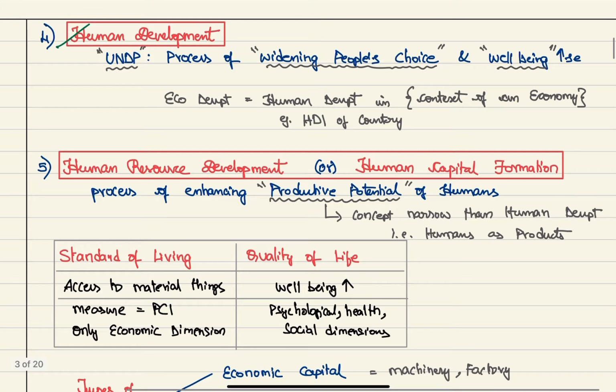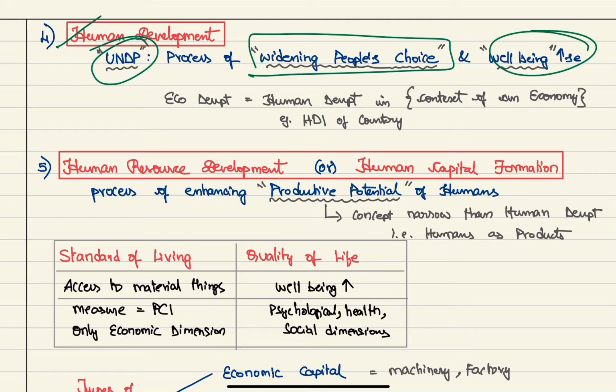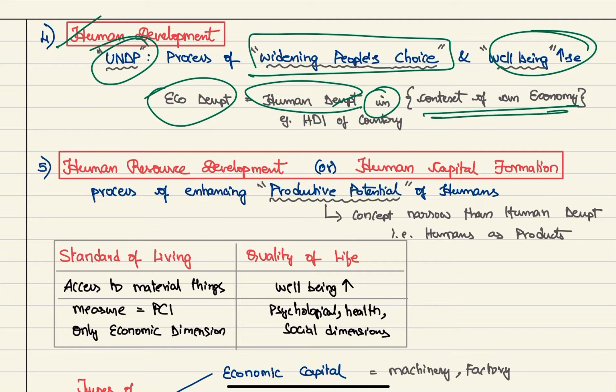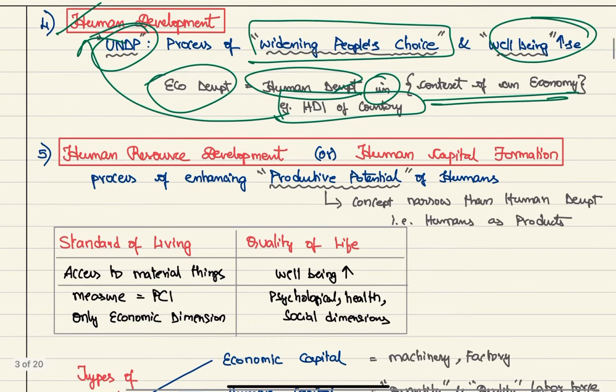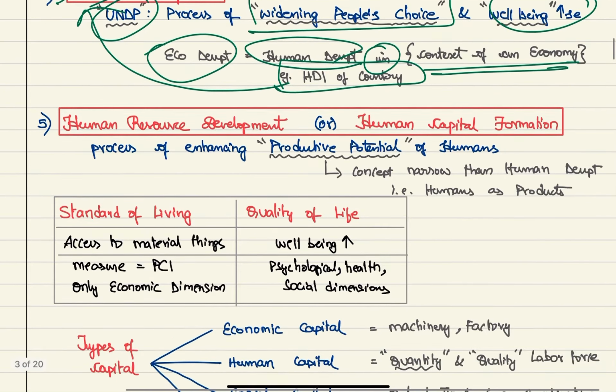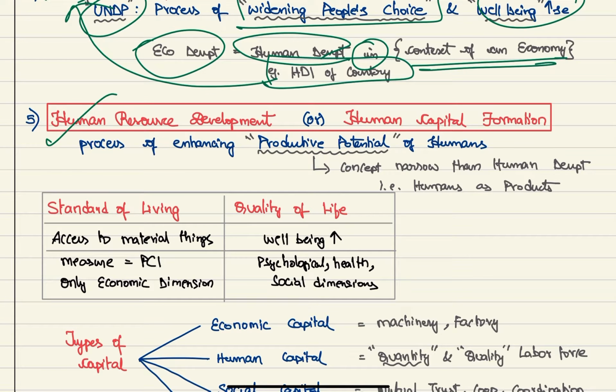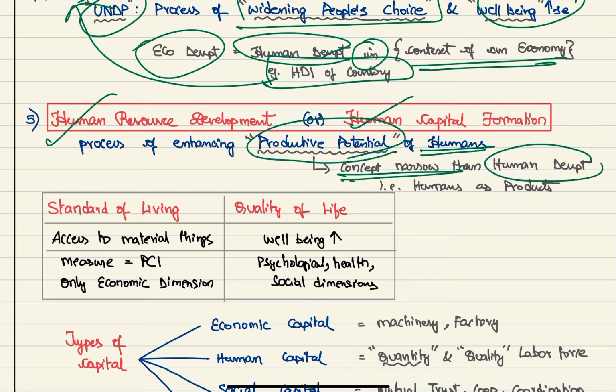Next we have human development. According to UNDP, it is the process of widening people's choices and increasing well-being. Therefore, economic development can be seen as human development in a broader context of an economy. For example, HDI of a country talks about economic development, whereas human development is at the microeconomic level. Next we have human resource development or human capital formation. This is basically enhancing the productive capacity of humans. Therefore this concept is narrower than human development because this treats humans as products.